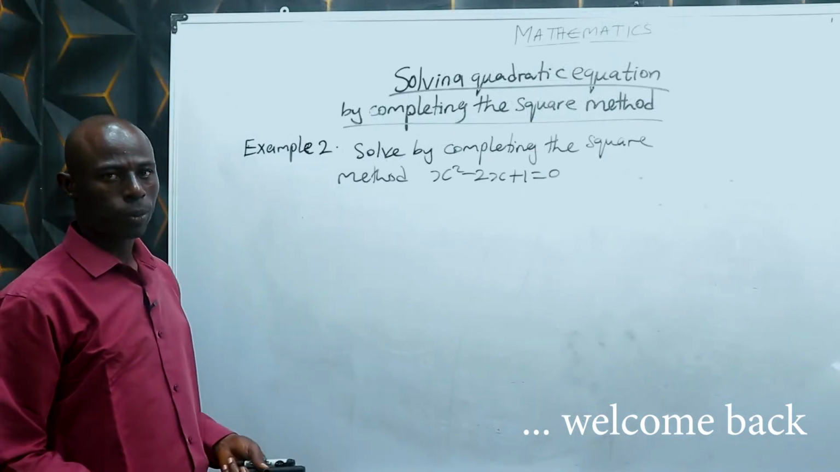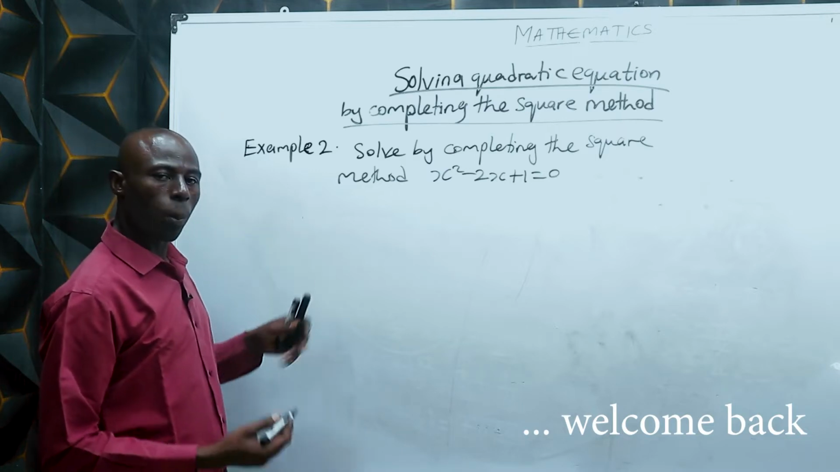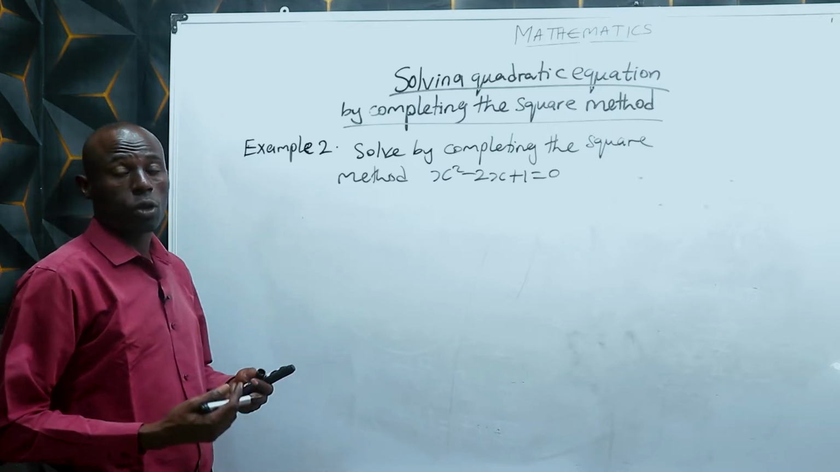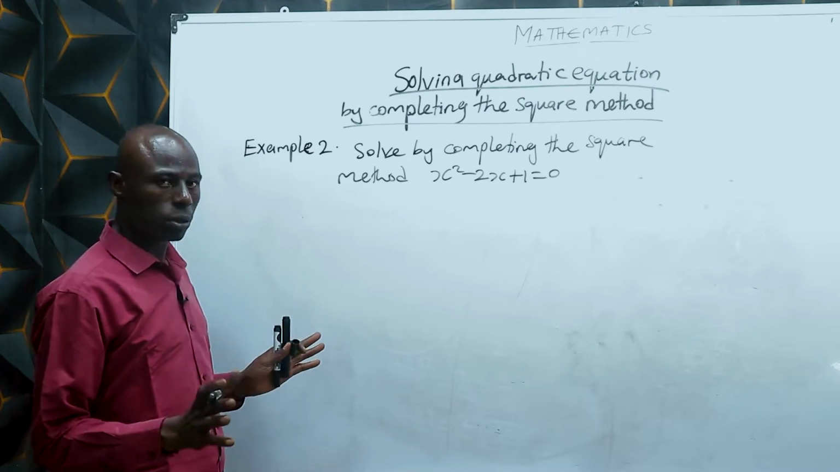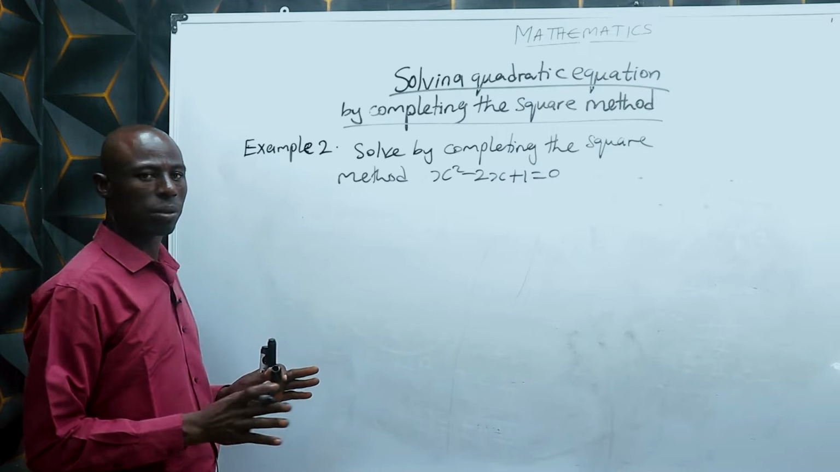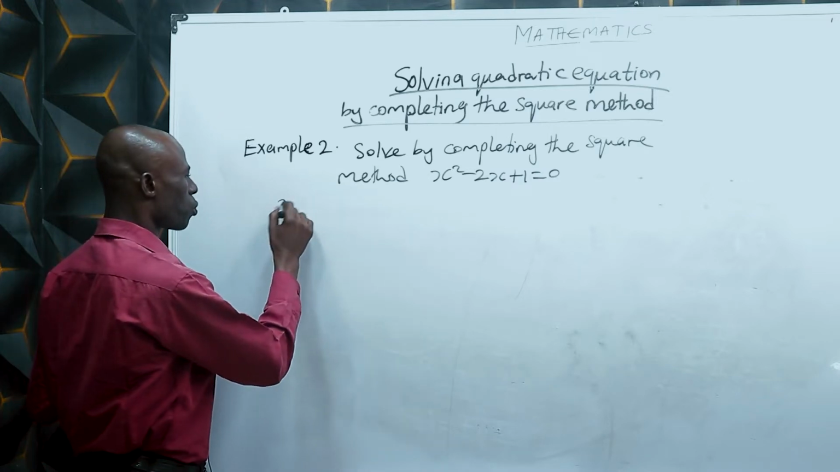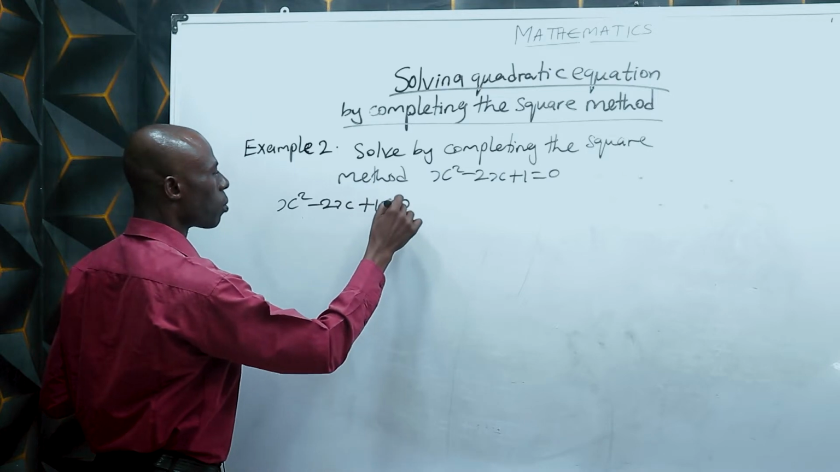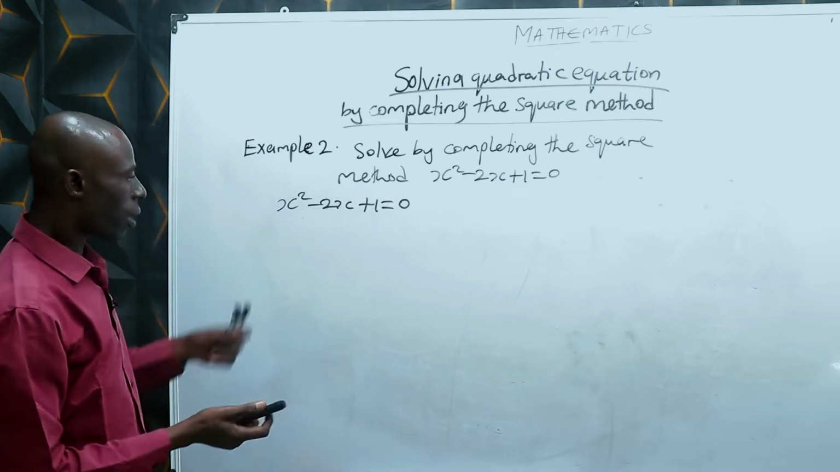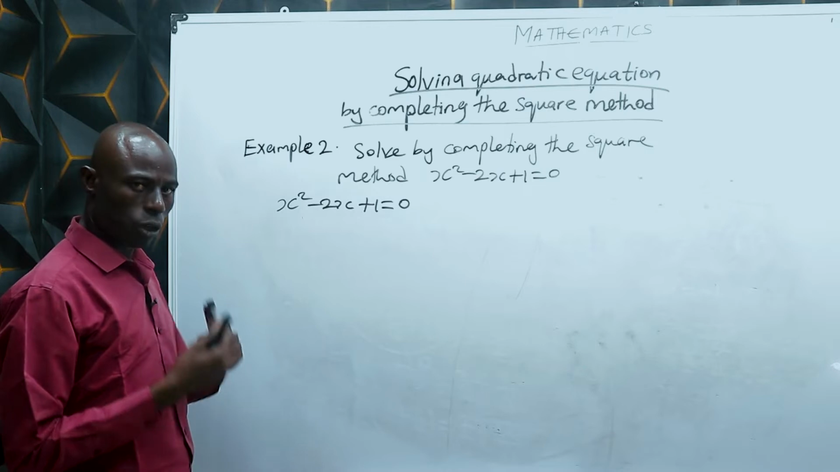Example 2. Completing the square method could seem to be longer than other methods, but it's simple. Just decide you want to know it. Example 2: x squared minus 2x plus 1 equals 0. Here I will not write so much. I'll just be talking.